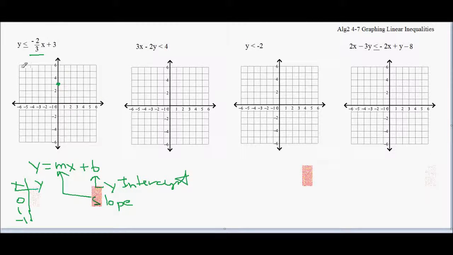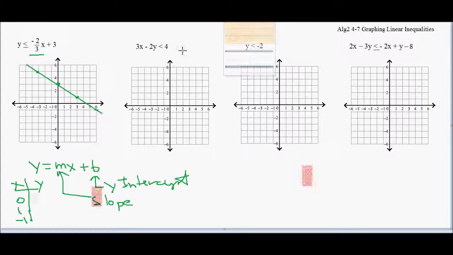So it's a negative slope, so it's going to go downhill. It's going to go down 2 over 3. 1, 2, 3 right there. Down 2 over 3 right here. Or up 2 over 3. 1, 2, 3 here. So if I draw the line, it looks something like this.